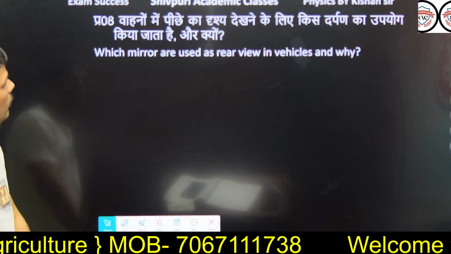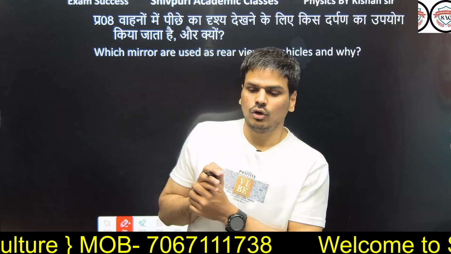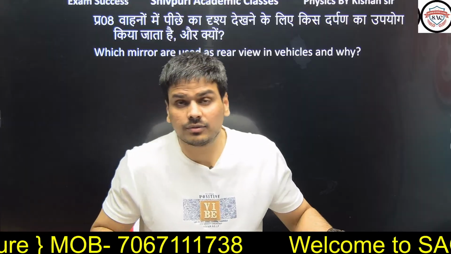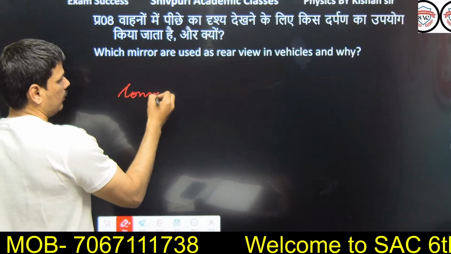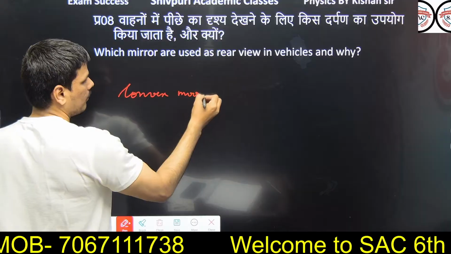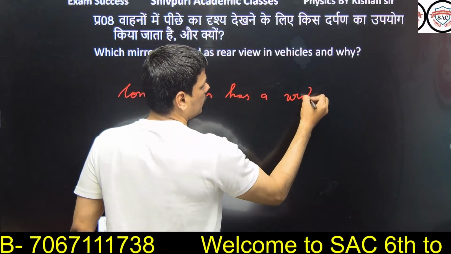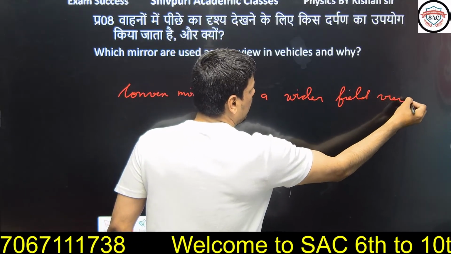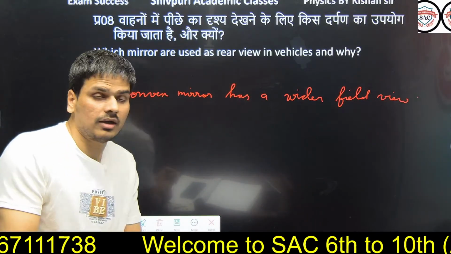Okay, now we should move to the next question. Which mirror is used as a rear view mirror in vehicles and why? For this, the answer is that the mirror used as a rear view mirror in vehicles is the convex mirror. And why is it used? Because the convex mirror has a wider field of view. Because of the wider field of view, we can easily understand our surroundings, and this mirror is useful to us.